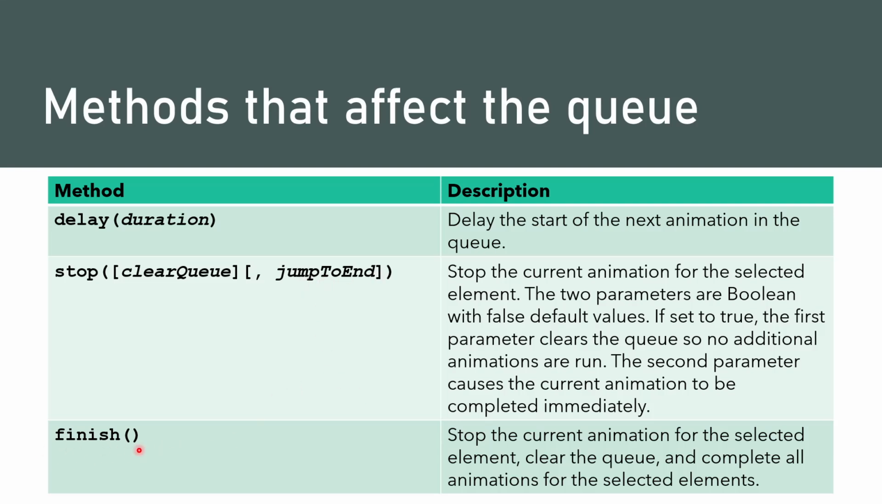And then the finish method that you can use for an element is to stop the current animation for the selected element, clear the queue, and complete all animations so that you just get to the finished product immediately.